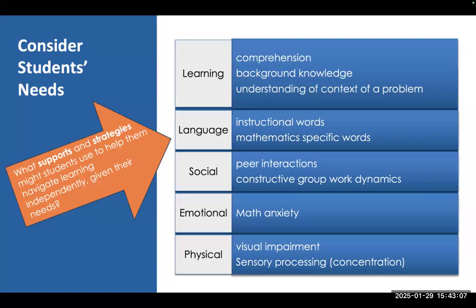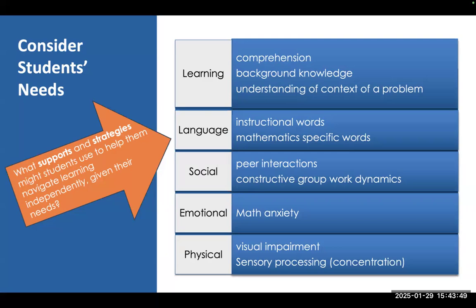So before we do all of that, we kind of want to consider what students' needs are, and then think about what supports and strategies they might need to navigate their learning independently, given their needs. So when we're considering learning needs, that might be that we need to provide supports around comprehension, providing some things around background knowledge, or some ways of understanding the context to a problem. If a barrier is language, we want to think about the vocabulary, tier 2 and tier 3 words that we might provide specific instruction around.